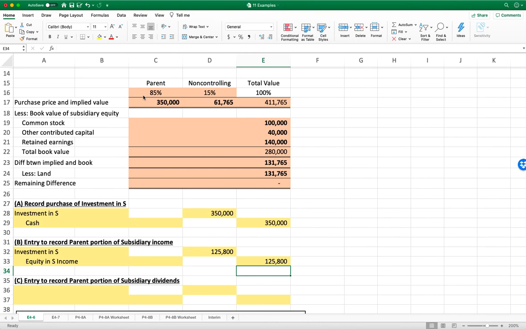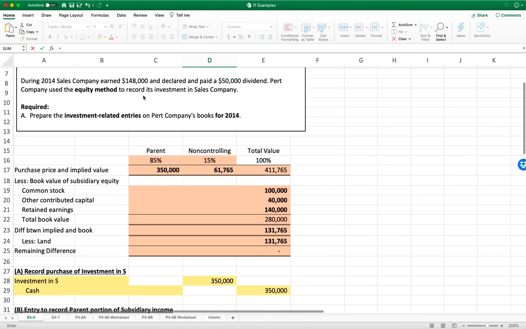Under the equity method, we also make an adjustment to our investment in S whenever the subsidiary pays dividends. So the subsidiary paid some dividends. What happens is we literally get a check in the mail. So we're going to increase our cash. And how much was that check for? Well, they paid $50,000 in dividends total.